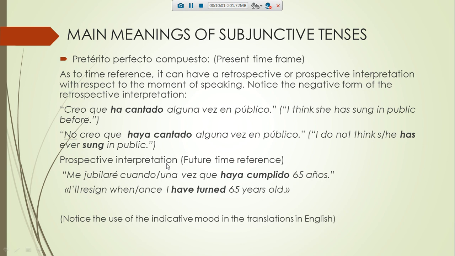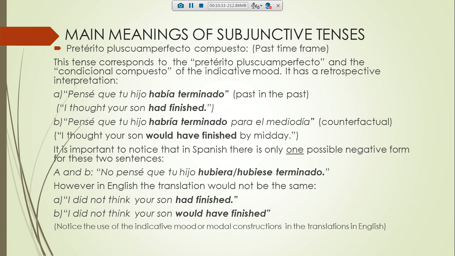And as to the prospective interpretation, that is to say future time reference, me jubilaré una vez que haya cumplido 65 años. It has a prospective interpretation, future time reference, and it's seen as complete. I'll resign once I have turned 65 years old, not past perfect, but present perfect. Again, notice the use of the indicative mood in the translations in English. El pretérito pluscuamperfecto compuesto hubiera o hubiese sucedido algo. This tense corresponds to the pretérito pluscuamperfecto and the conditional compuesto of the indicative mood. It has a retrospective interpretation.